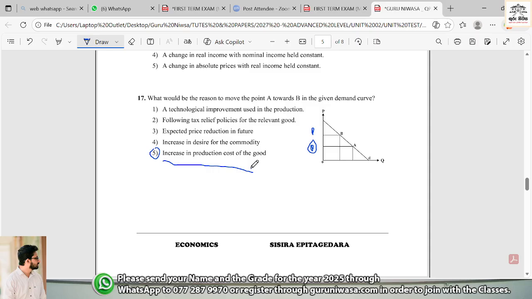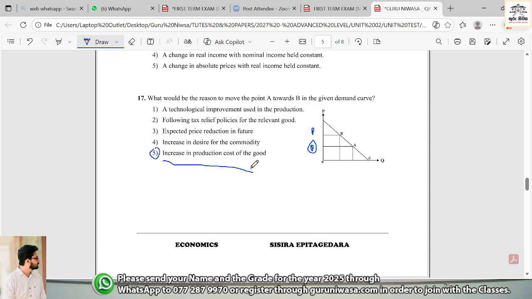So expected price reduction. No. The demand curve will shift. Why? Buddha, this is not the product price today. It's about future price expectation. Yeah, that's why it won't shift, right? Because when the price changes, the demand curve shifts, right, sir? Third one, expected price reduction in the future, right? This is another factor affecting demand. Do you agree?